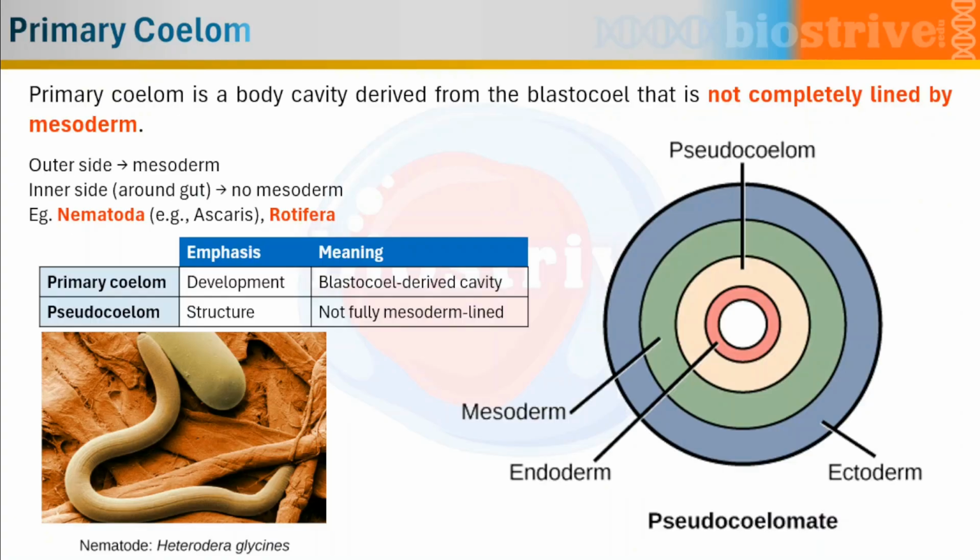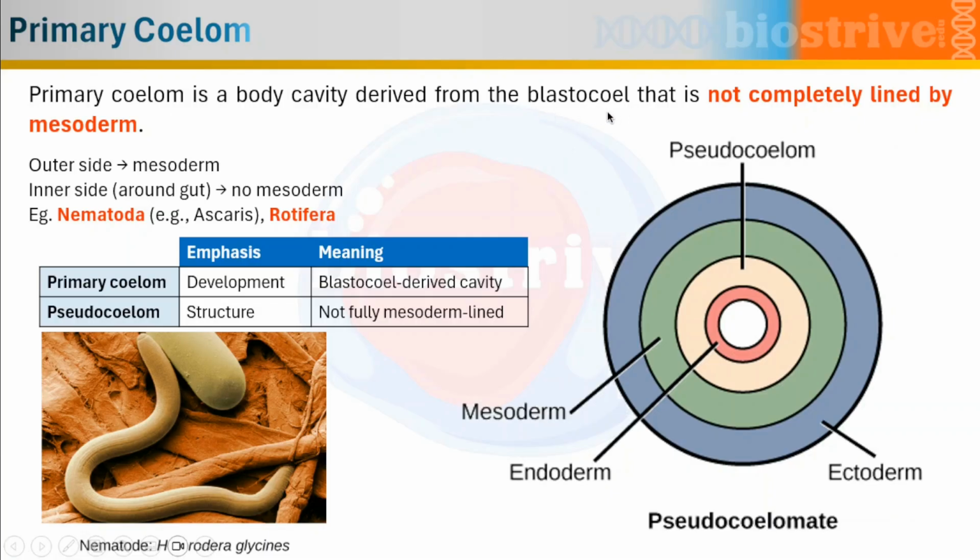Now let's talk about primary coelom. If the body has to evolve some kind of body cavities, it was the primary coelom which evolved first, sometimes also referred to as pseudocoelom. Primary coelom is a body cavity which is derived from the blastocoel. That is the major difference.